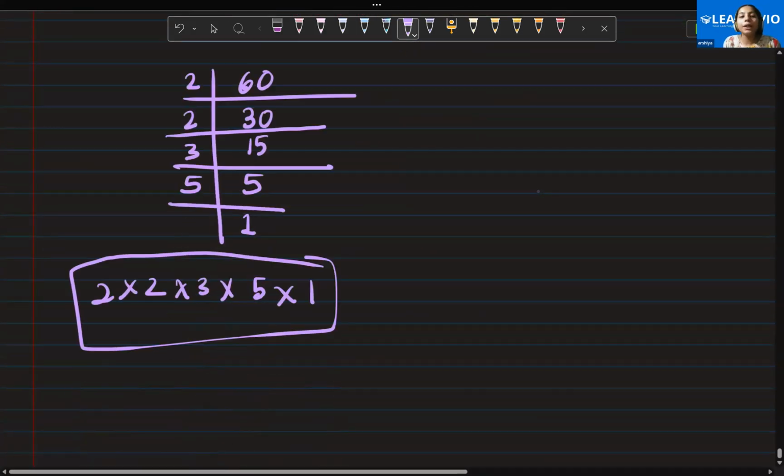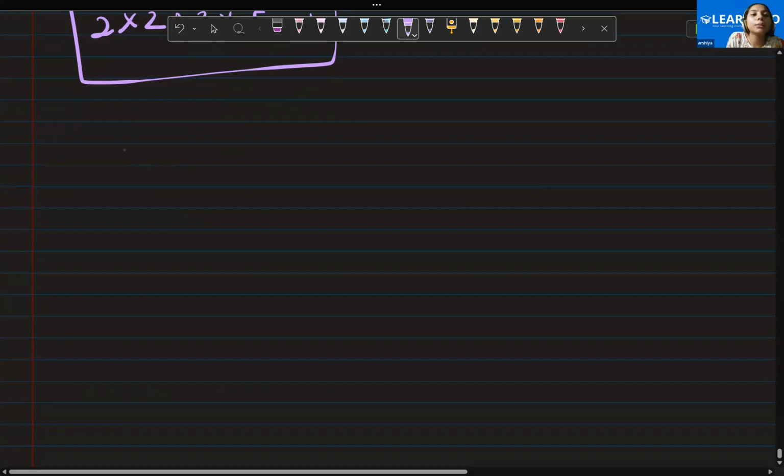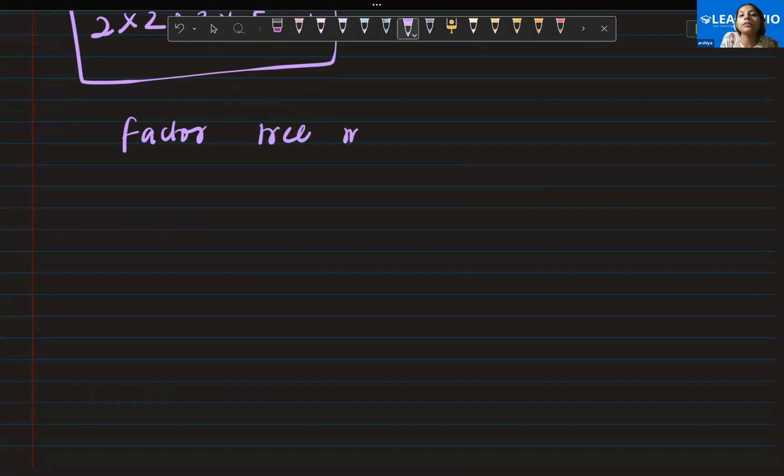Now, we are going to use the factor tree method. Factor tree method for 60. So for 60, where do we start? First we find the factor pairs. Now, what are factor pairs? We have to find which two numbers we are multiplying to get 60.